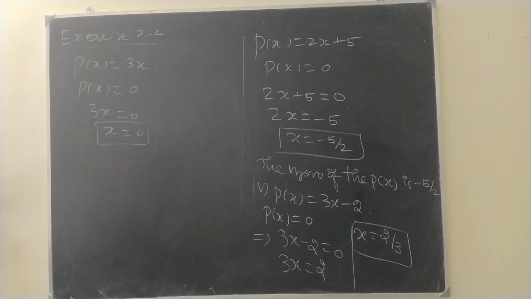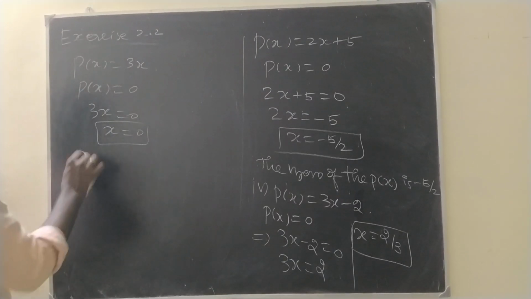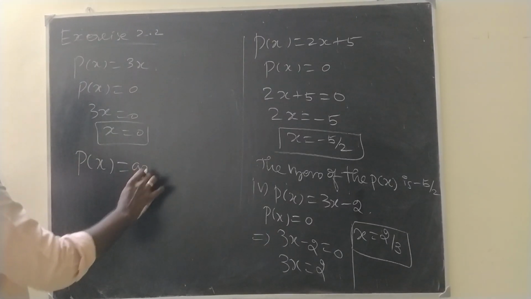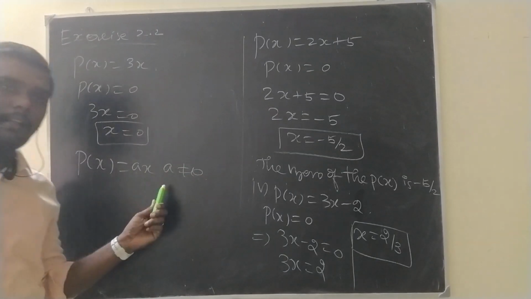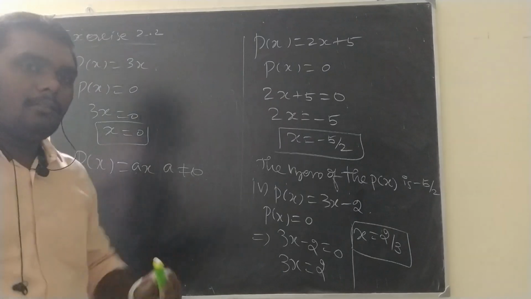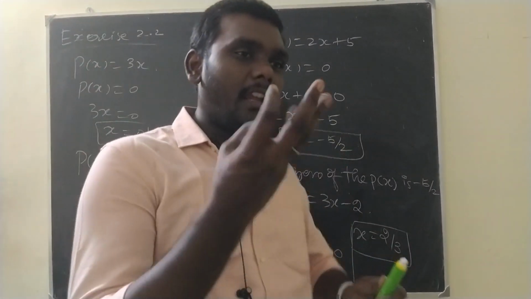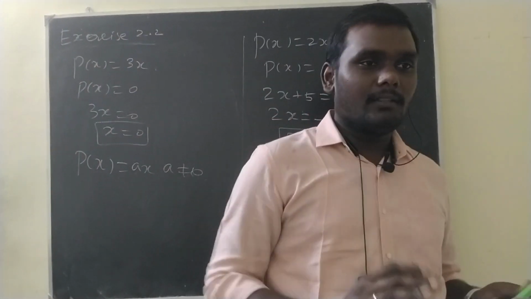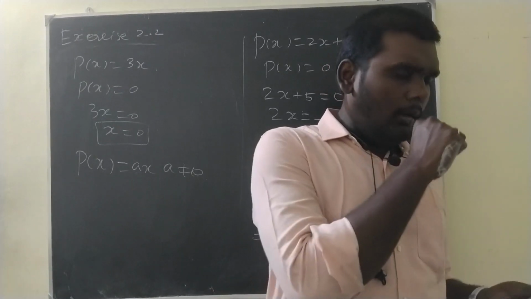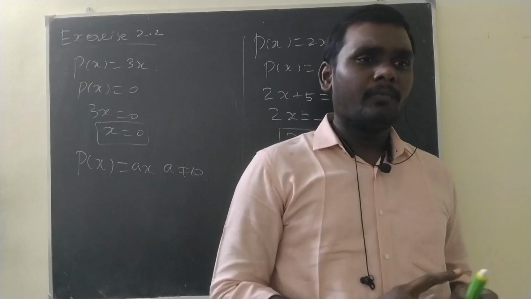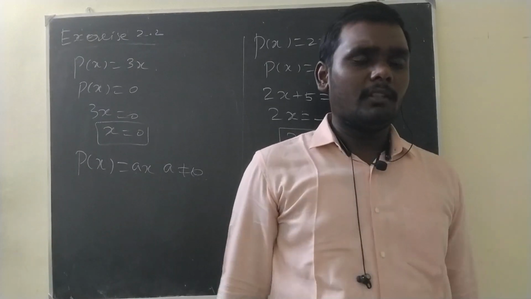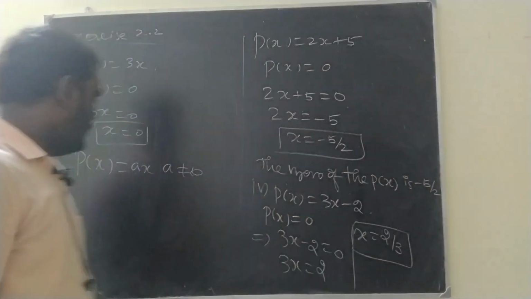Next, p of x equals ax and a not equal to 0. See, here they used two variables. Usually, people use a, b, c, d and so on for constants. X, Y, Z and so on are used for variables. Okay.